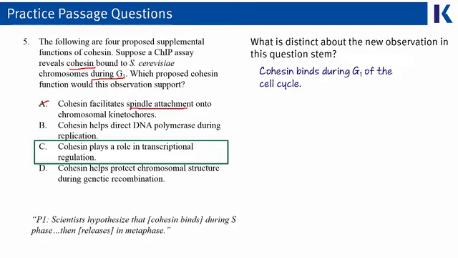Of the rest of these, of the wrong answer choices, letter A, spindle attachment happens during mitosis, not during G1. Replication happens during S phase, not during G1. And genetic recombination happens during meiosis, which is certainly not part of G1. An interesting aside about this question is that according to scientific literature, actually all of these functions are supported for cohesin, but the observation here, cohesin is bound during G1, only supports the thing that's happening during G1, which is letter C.